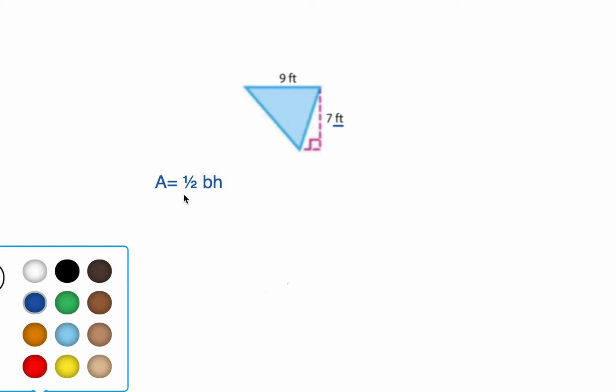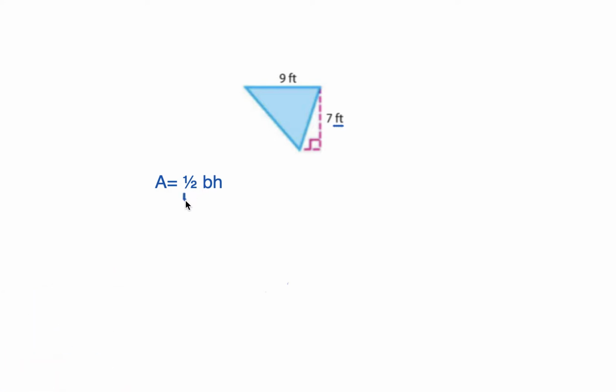I put a little bit of space here so I have room to write. But I'm going to rewrite the formula here with the numbers underneath. Half times, my base is 9 feet. This time I'm going to put the label in because I want to show you something. But I don't ever put the label in. I just want to show you something real quick. The height is 7 feet.